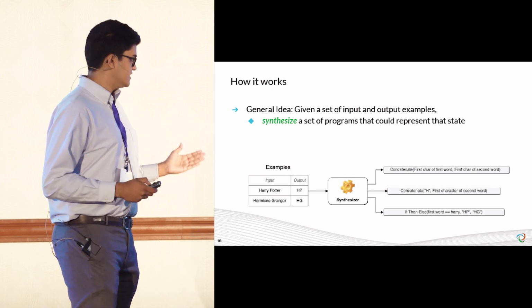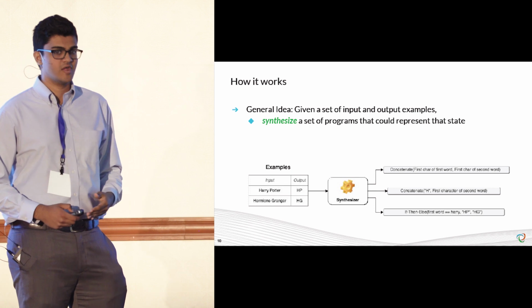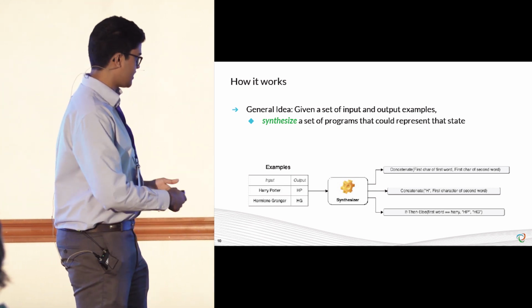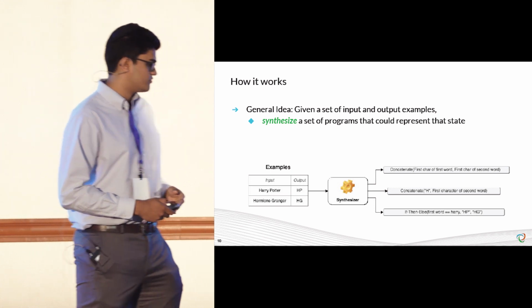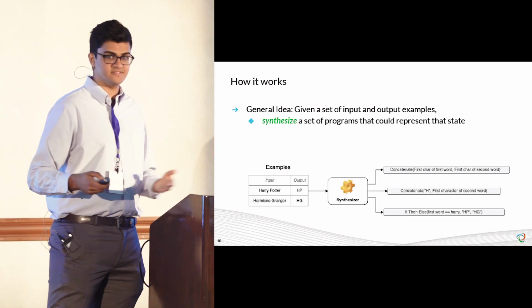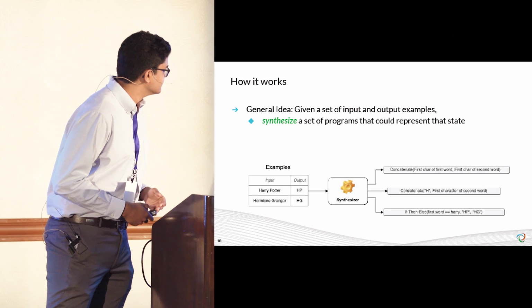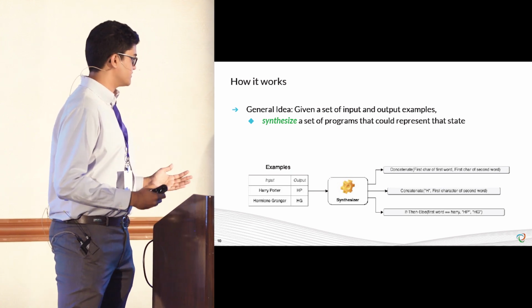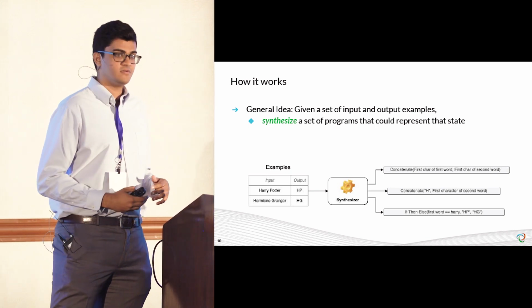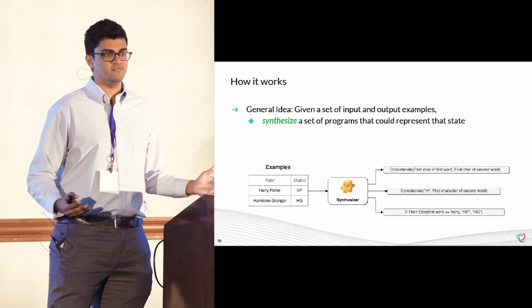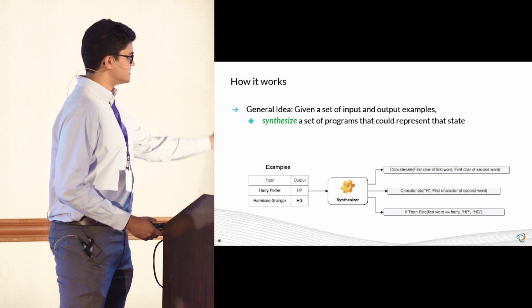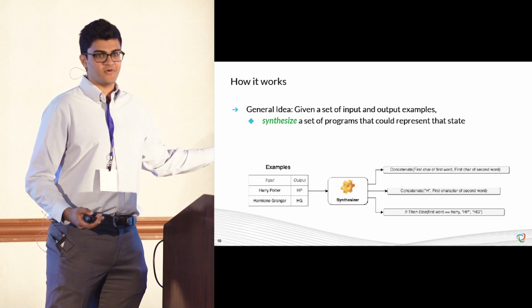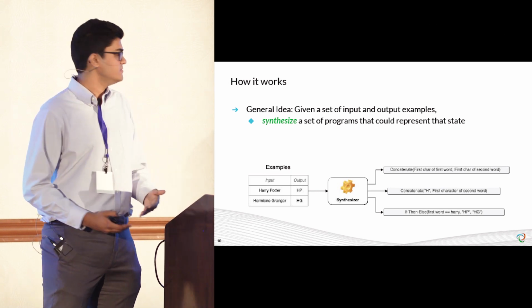So the first step is, let's figure out all the programs that could possibly go from Harry Potter to HP, Hermione Granger to HG. So the three programs that I listed, because people are very far, one of them is concatenating the first character of the first word with the first character of the second word. If you imagine that we have some kind of language that supports string concatenation and character lookups, this seems like a pretty simple program and would probably be the correct one.